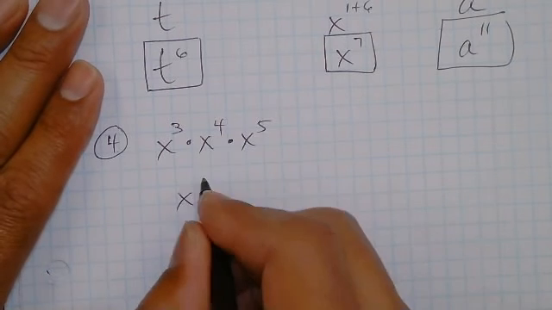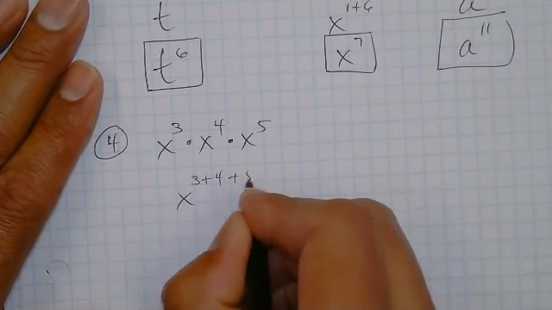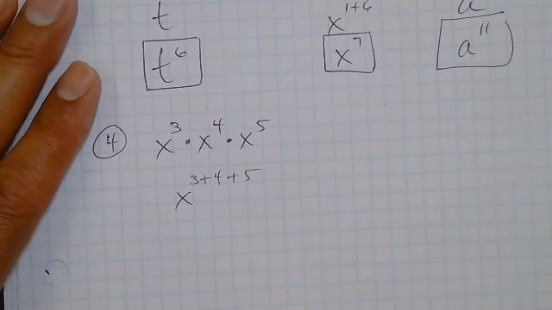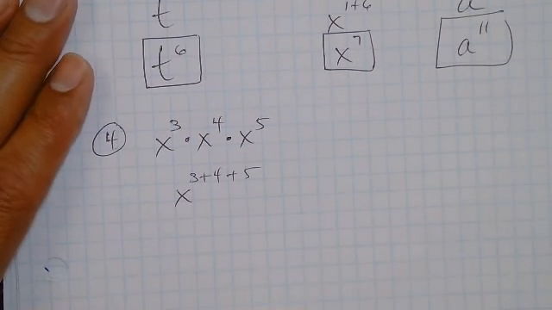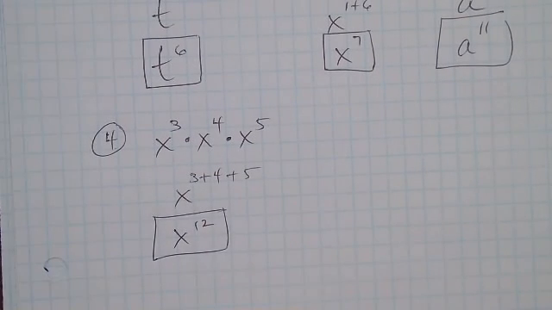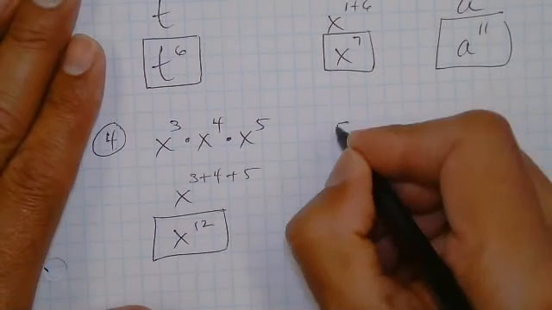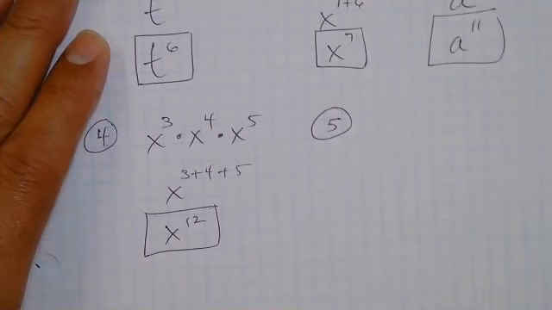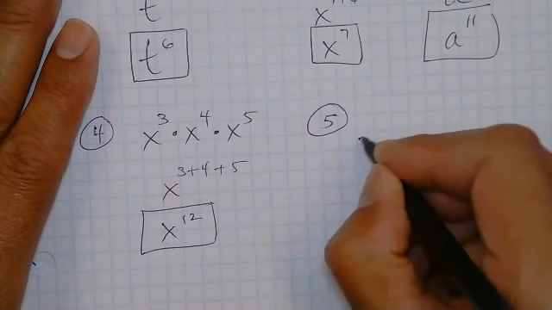Well, if it's the same variable, we keep the variable and we add the exponents. Yeah, we add them. 7, x12. Okay, are we good? You guys remember that? All right, let's take it up. Number 5 now, though you'll see a couple of those easy ones first.